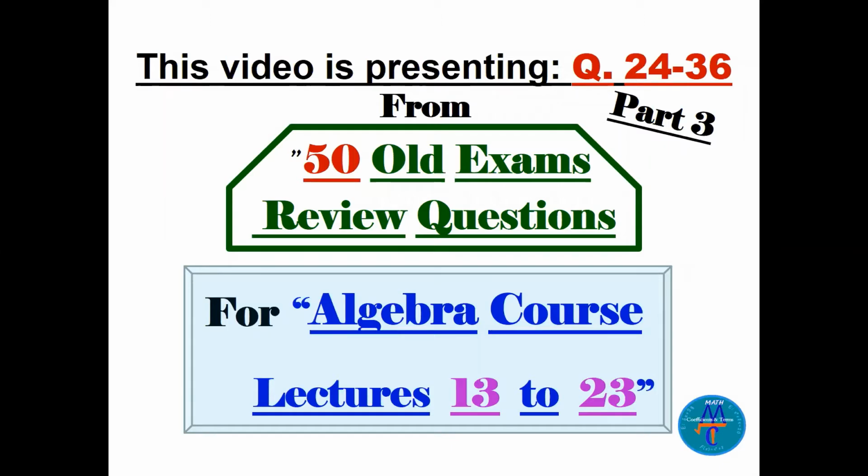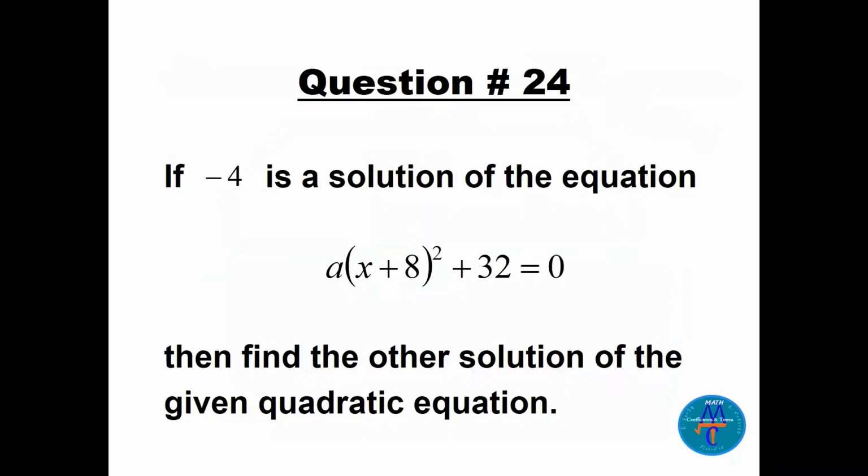This is part 3 that covers questions 24 to 36 of the 50 old exams review questions for the algebra course, lectures 13 to 23. So there are general questions, and we have finished part 1 and part 2, and we are going to start now part 3, questions 24 to 36.